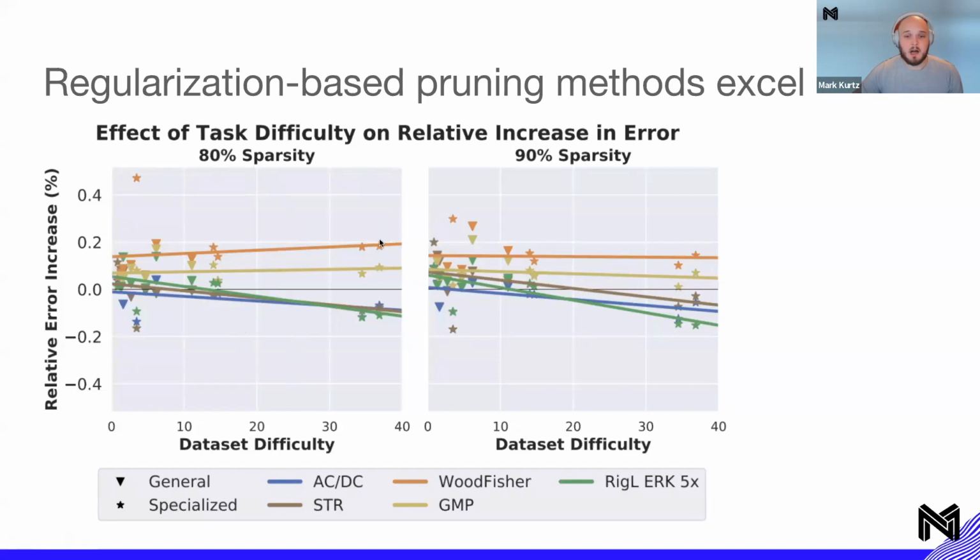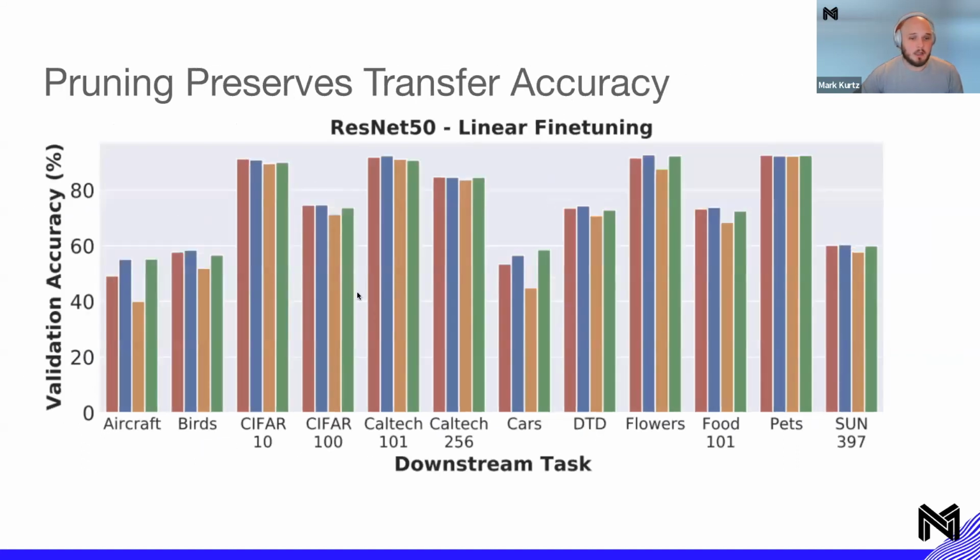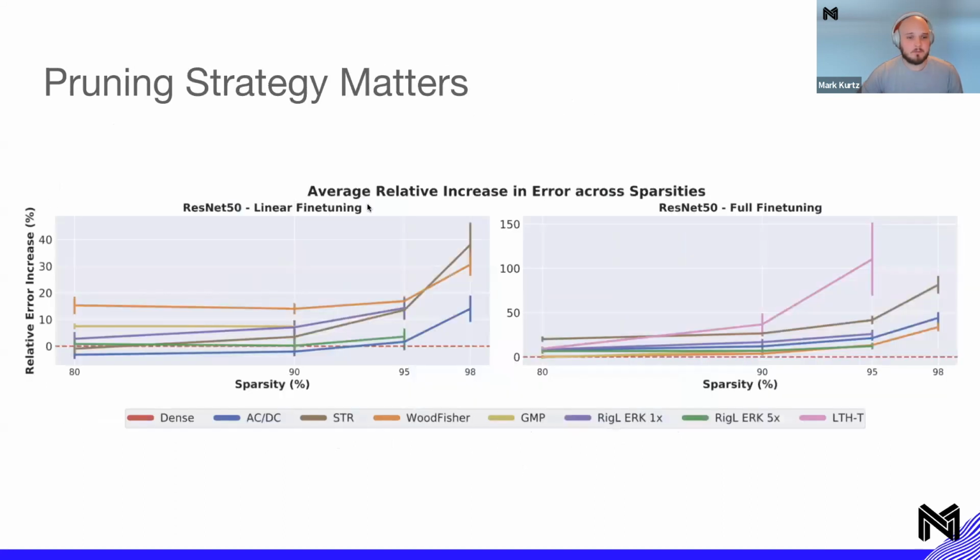Overall, what we saw was that regularization-based pruning methods worked generally better on more difficult tasks in the fine tuning. That's what we saw on the other graph as well, and we'll go back to that one. For the linear fine tuning, the regularization-based methods, ACDC, for example, work generally very well here. So ACDC is doing very well for regularization-based methods for the linear fine tuning.